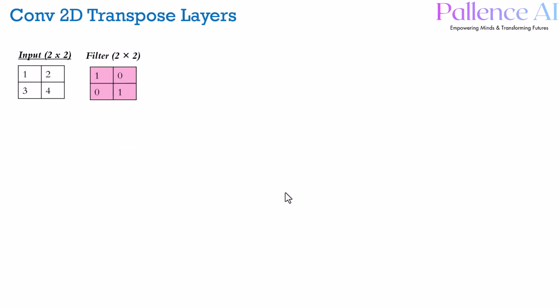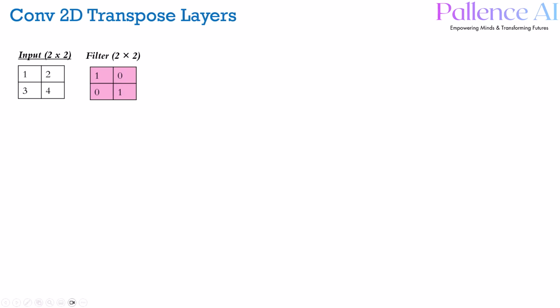Let me explain. Let me take a very small input image, let's say 2x2 pixels. So the input pixels are just 2x2, and the filter is also 2x2. Input pixel values are say 1, 2, 3, 4, and the filter values are 1, 0, 0, 1. I've just chosen some random values here to explain what happens in the Conv2D transpose operation.